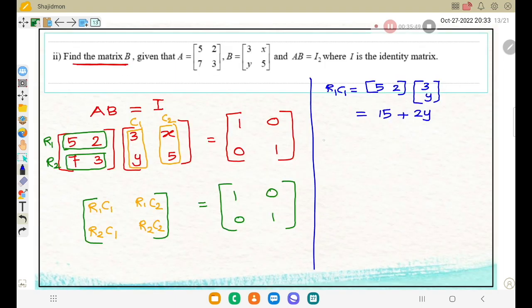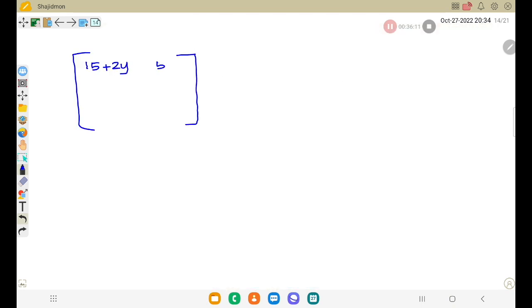Okay. Now the second number we need to calculate. R1, C2, first row with column number 2. What is the first row? 5, 2. Multiply column number 2, x, 5. Correct? So when we are multiplying, 5 multiply x, 5x, plus 2 multiply 5, 10. So 5x plus 10. We can write here 5x plus 10.